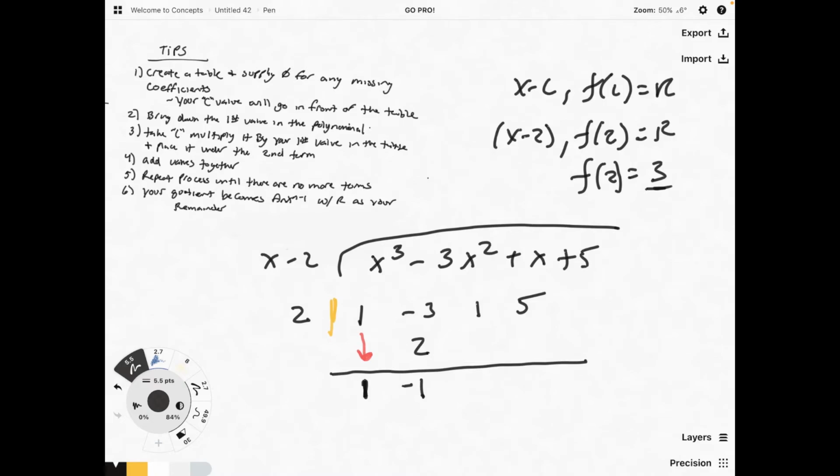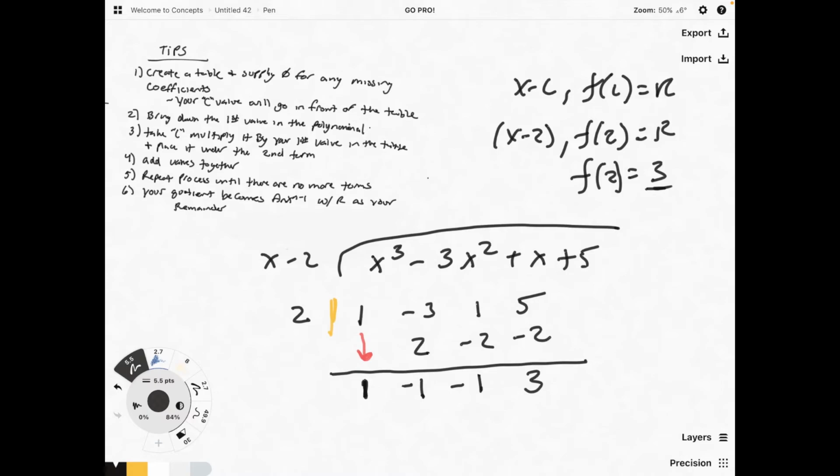To repeat this process, we do 2 times negative 1. That's going to be negative 2. Negative 2 plus 1 is going to be negative 1. And then we do negative 1 times 2. That's going to be negative 2. And then we add these together, and that's going to be equal to 3.